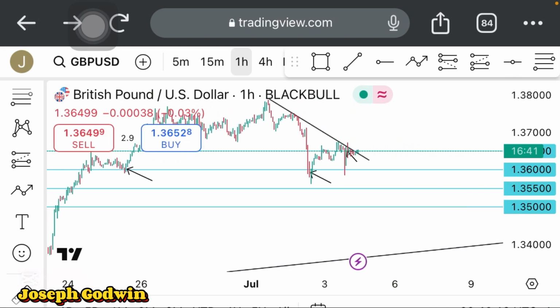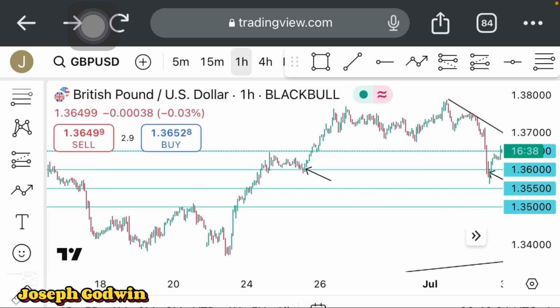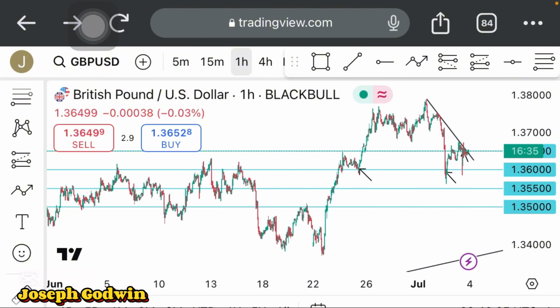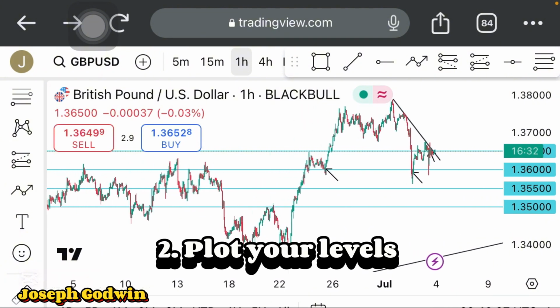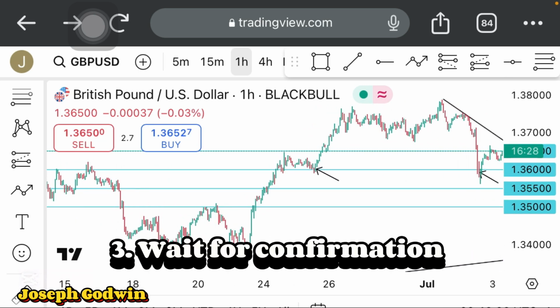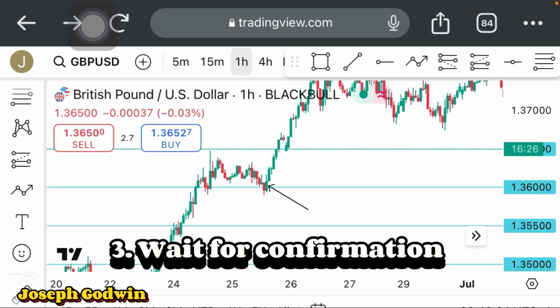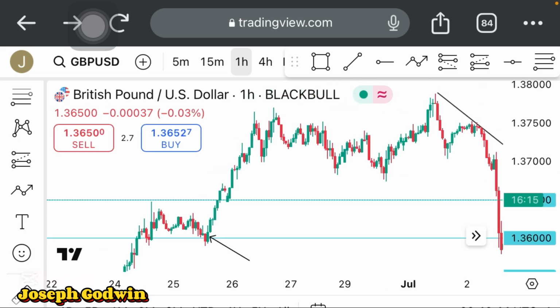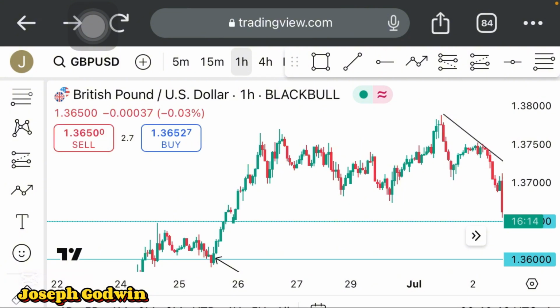That's very, very simple. First, determine the trend. Write it down. Second, plot your levels. Third, wait for confirmation of the trend, which is what? A candle to give you the go-ahead to buy. Since we are in an uptrend, the reverse is the case if we are in a selling trend, which is a downtrend: you wait for confirmation to sell.